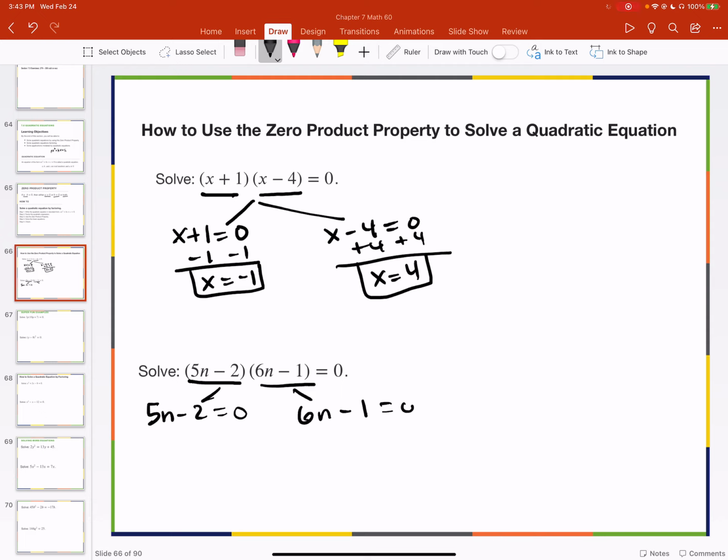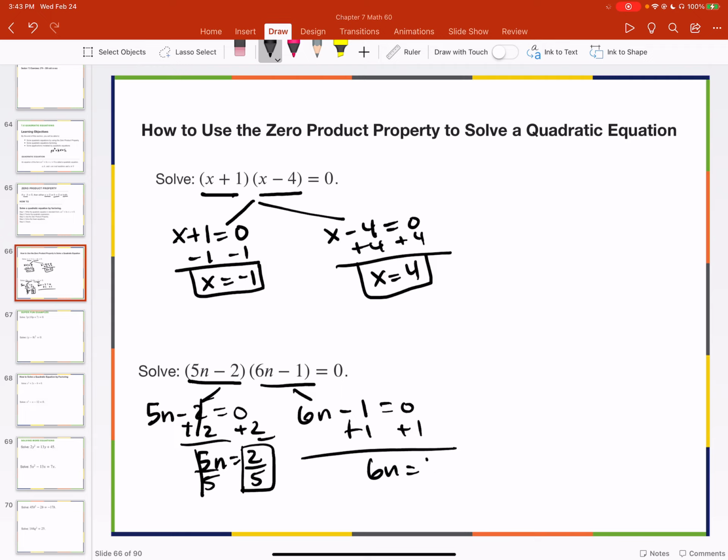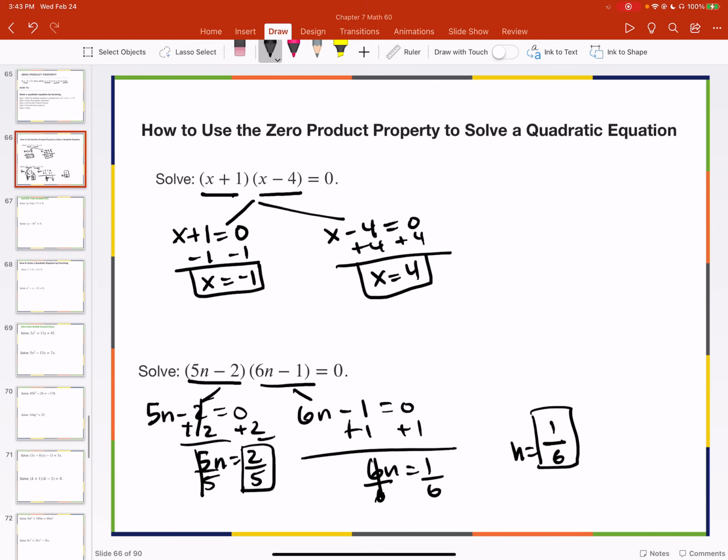It's a two-step equation, right? So 5n minus 2 is equal to 0. We add 2 to both sides. 5n is equal to 2. Divide by 5, and one of the solutions is 2/5. For the other factor, we have 6n is equal to 1. Divide by 6 to get rid of the coefficient, and we get n is equal to 1/6. So those are the two solutions, 2/5 and 1/6.